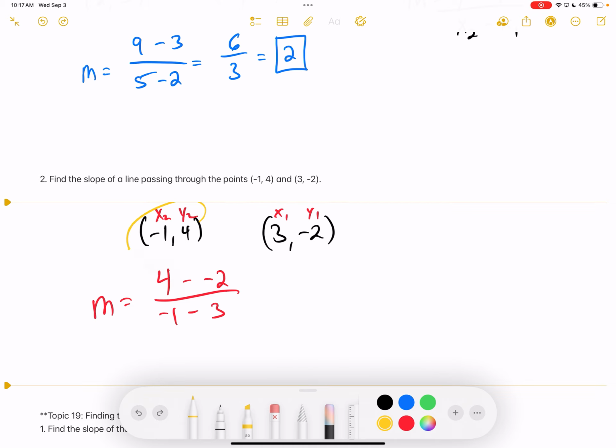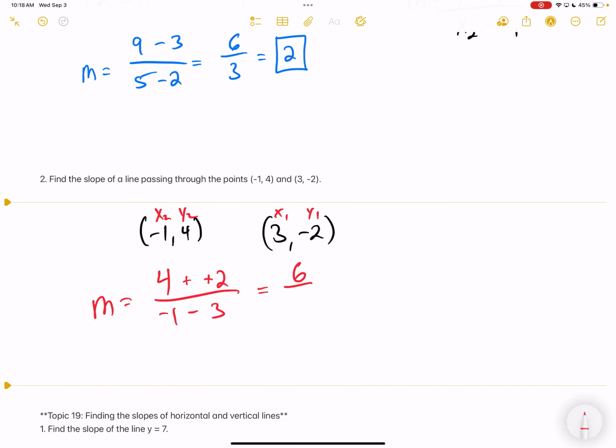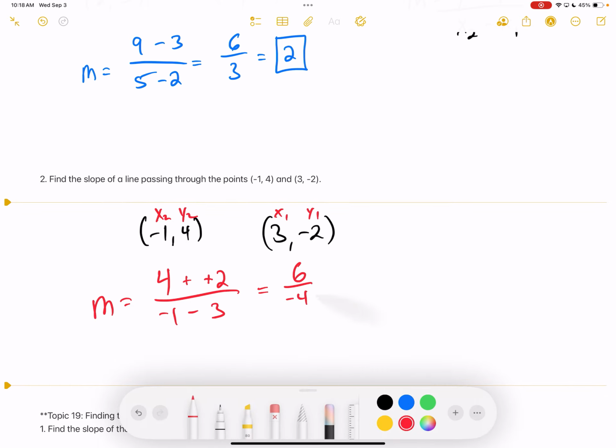It doesn't matter if you do this one first or this one second. All right, so now 4 minus negative 2 would be positive 6, right? That turns minus and negative into plus. And negative 1 minus 3 would be negative 4. Remember, we don't write the negative on the bottom, so we want to change this.